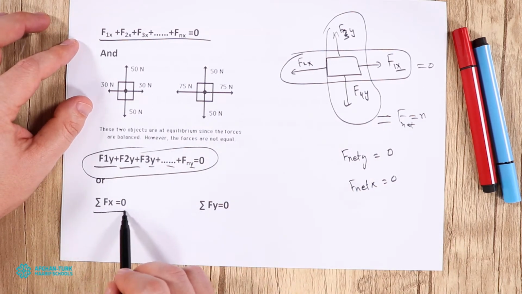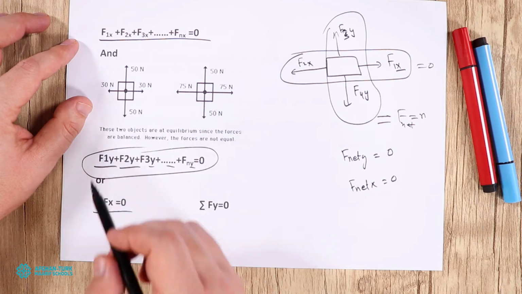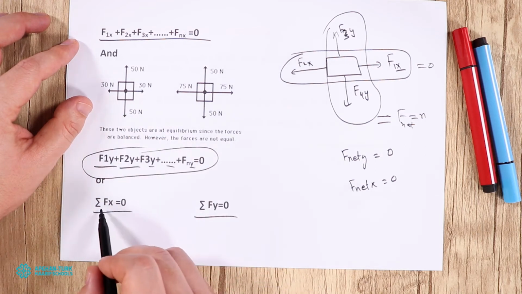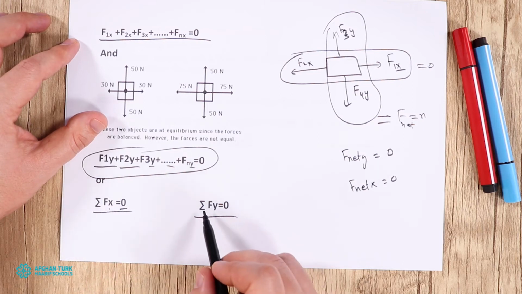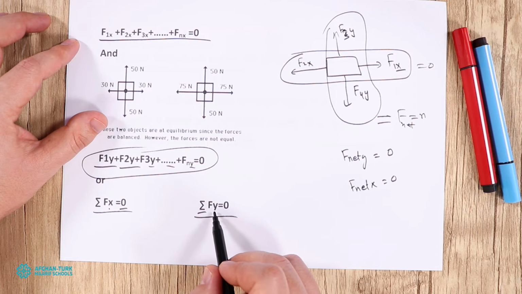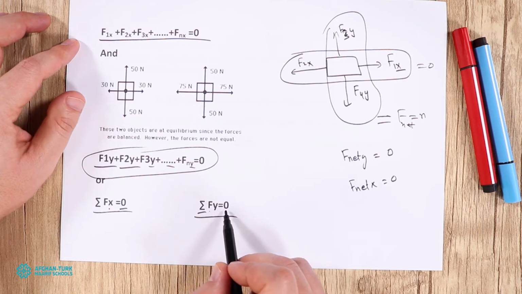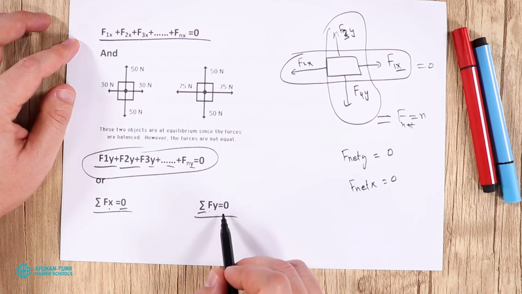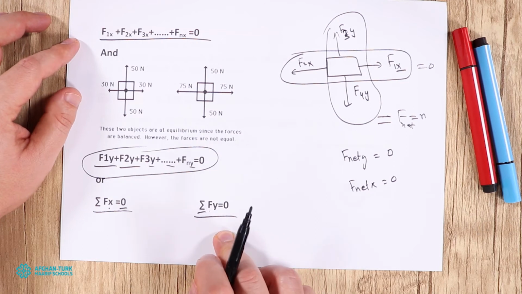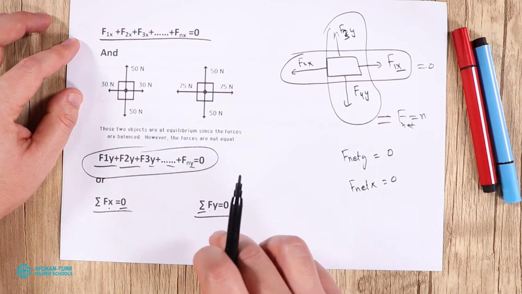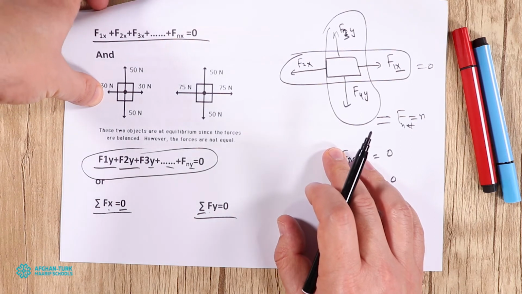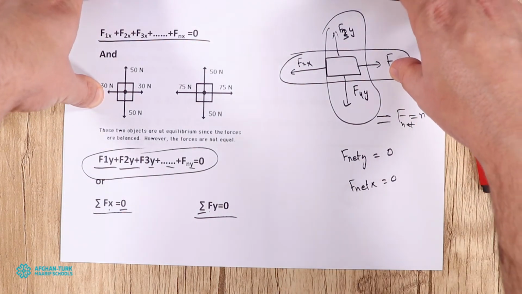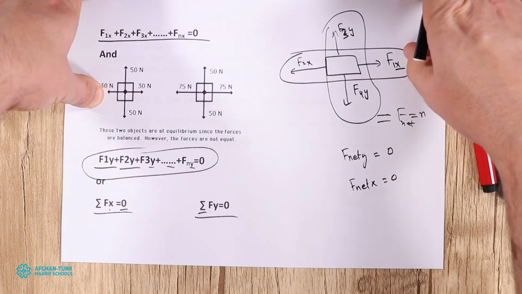This is the simple notation of the first condition of equilibrium: the sum of all forces on the x side must be equal to 0, and the sum of all forces on the y side must be equal to 0. So if the object satisfies this condition, we can say the object is in the first condition of equilibrium. Okay, let's see some examples of the first condition of equilibrium.